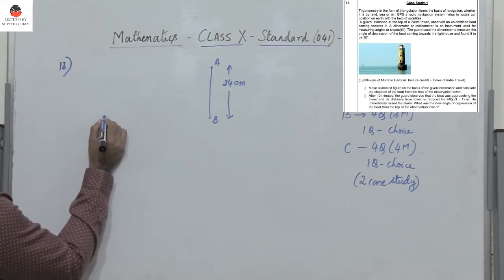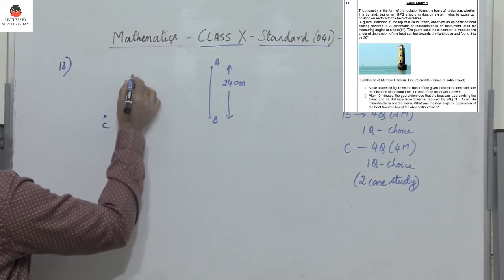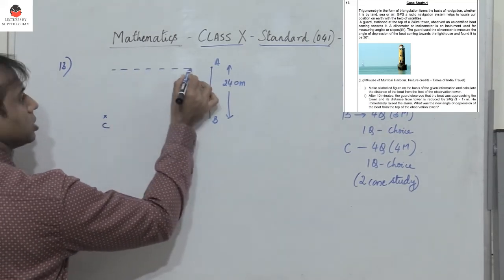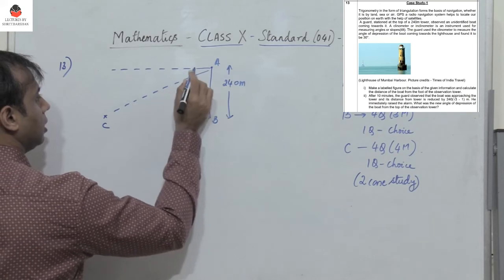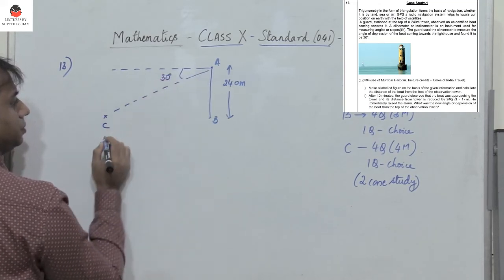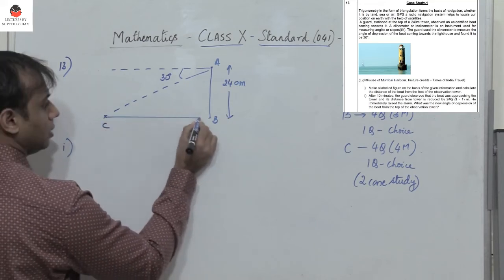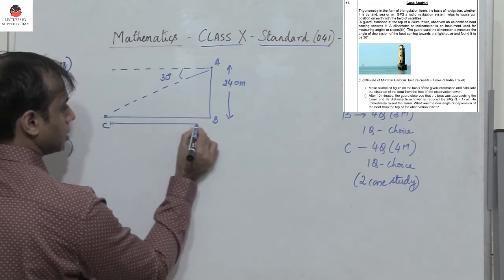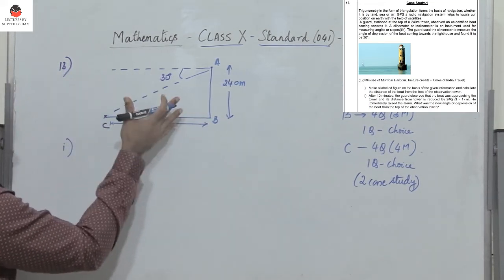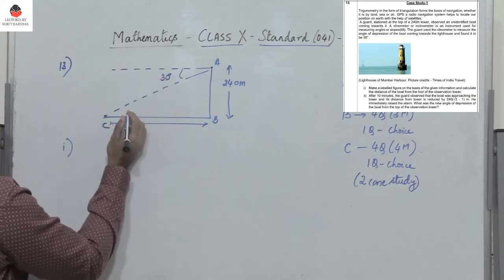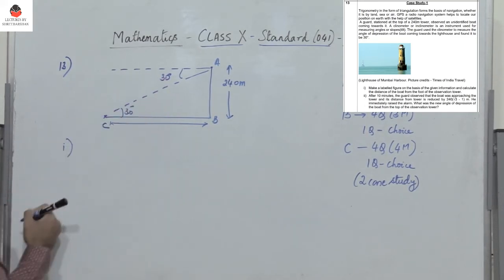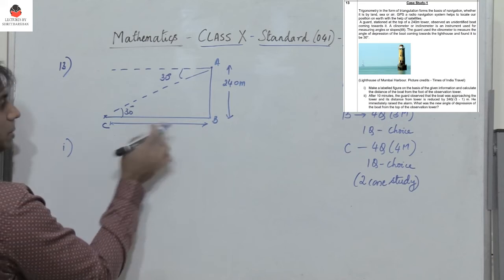So there's a boat here. So let the boat be at sea. So he measured the angle of depression. So this angle happens to be 30 degrees. Question 1. Make a labelled figure on the basis of the given information and calculate the distance of the boat from the foot of the observation tower. So we need to find the distance BC. And we also need to draw this diagram, which we have already done. So if this is 30, this also will be 30 degrees. Right? So now I need to find BC.